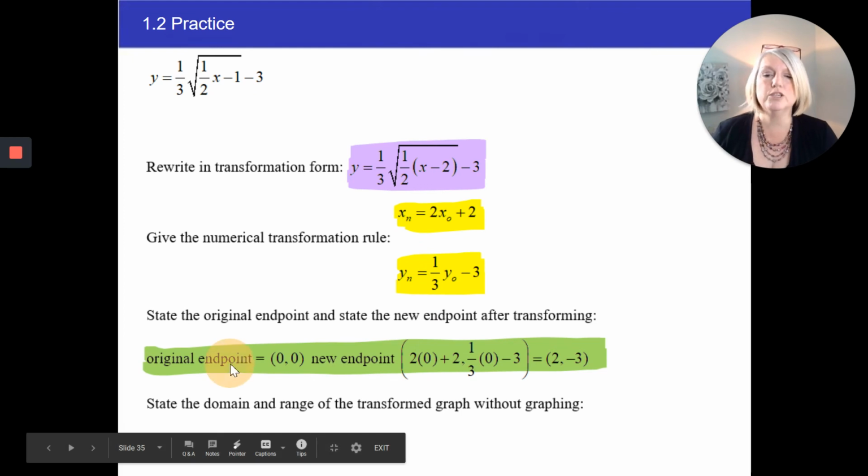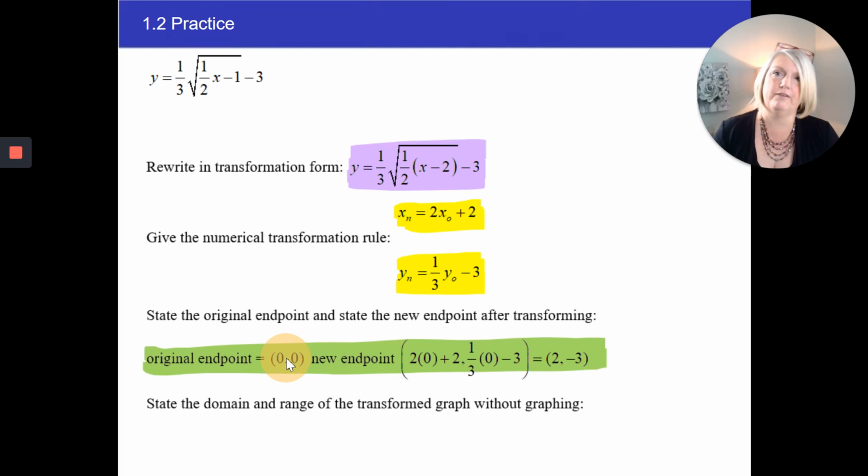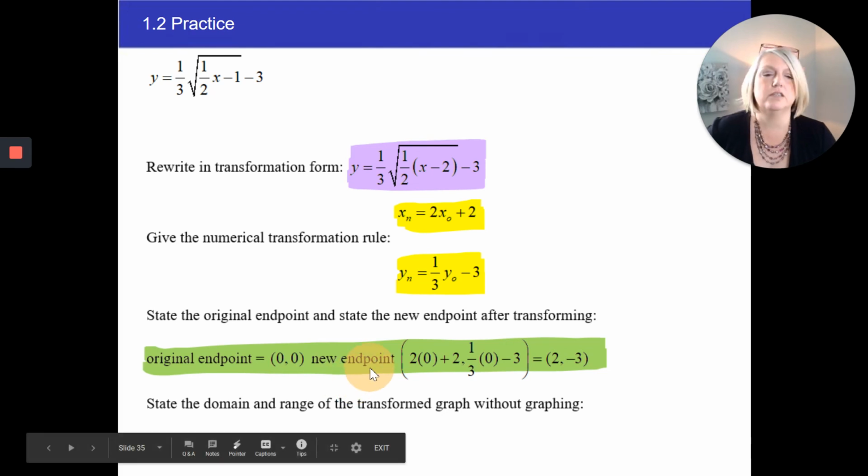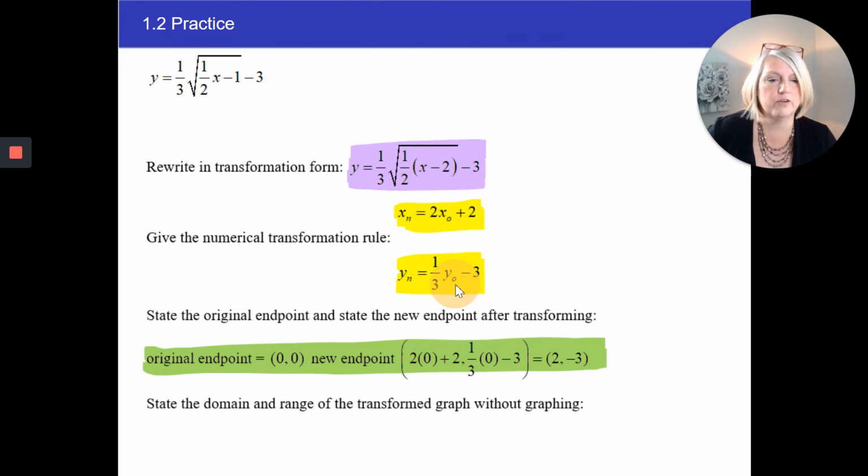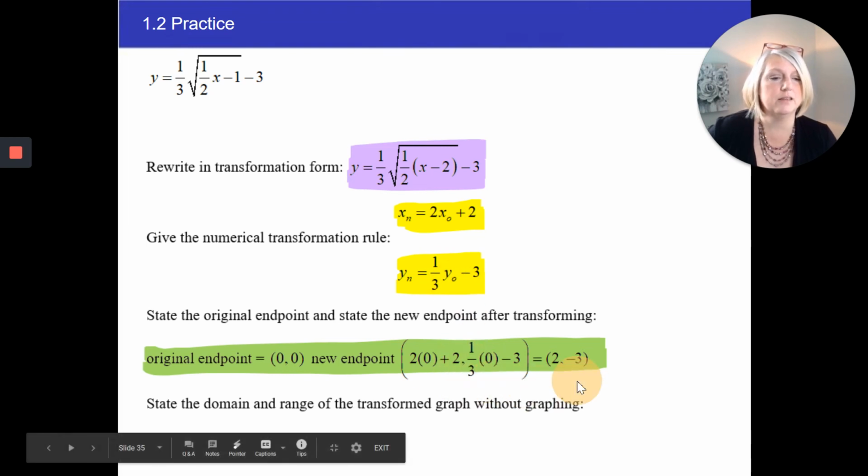All right, so the original endpoint is 0, 0 for the square root graph. Remember, picture the little half parabola that a square root graph is on its side. And then you look at the new endpoint, and I basically just plugged 0 in for x old, 0 in for y old, and simplified that to get the new endpoint is 2, -3.